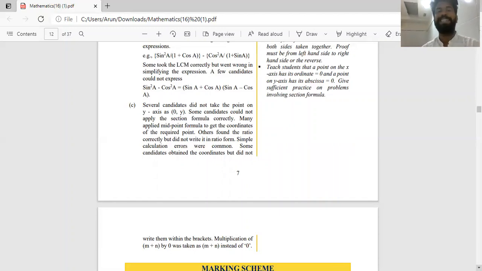So you have to practice section and midpoint formula thoroughly. You need to know if points are on the x-axis, their ordinates are going to be 0. And if a point is on the y-axis, its abscissa, that is its x coordinate, is going to be 0. So you have to emphasize on that as well.